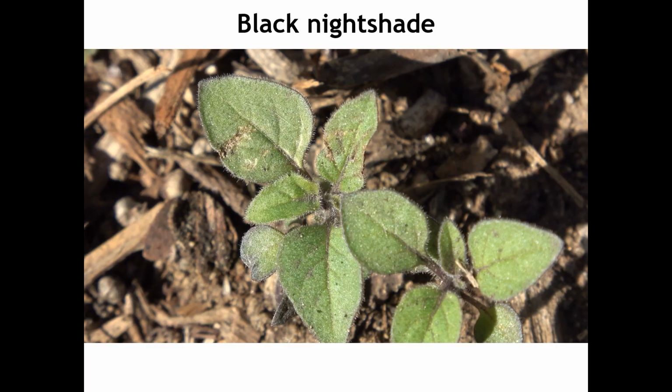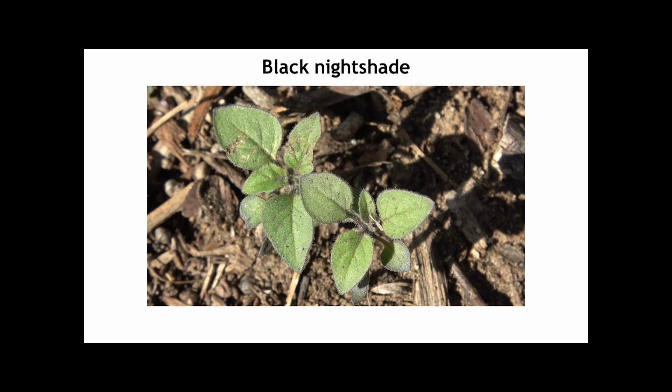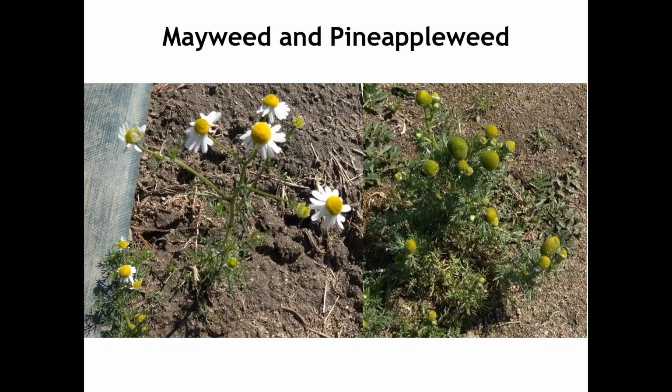So here's a video of black nightshade, and look at the leaves. It's more rounded in shape than the silver leaf nightshade, and you don't see as many hairs as you would see in hairy nightshade. Two other species that we often get confused are the mayweed and pineapple weed plants.